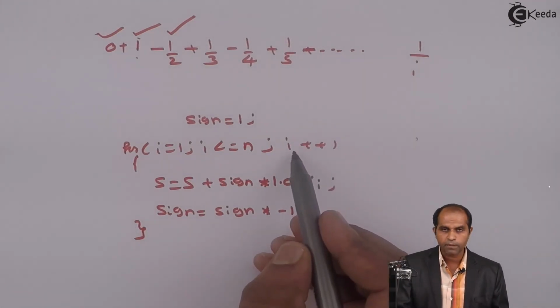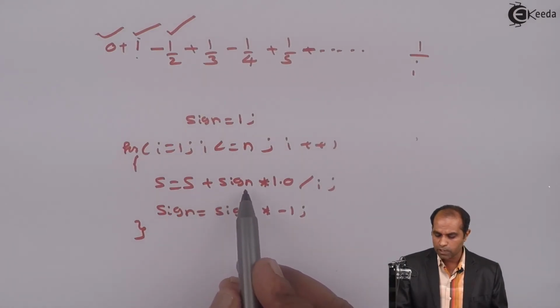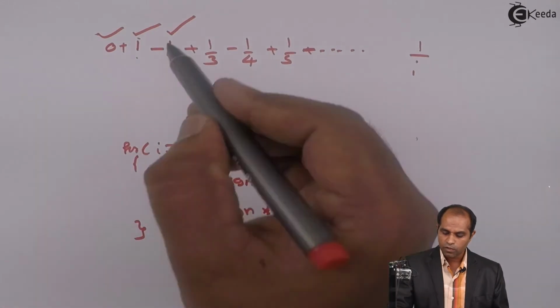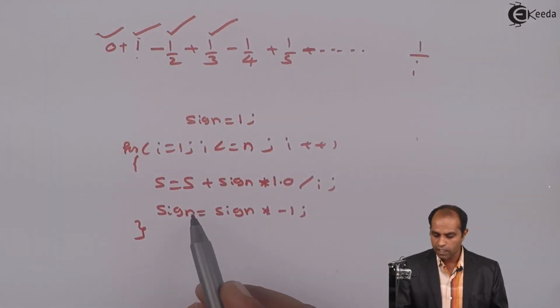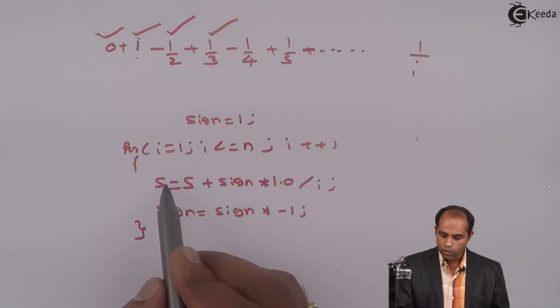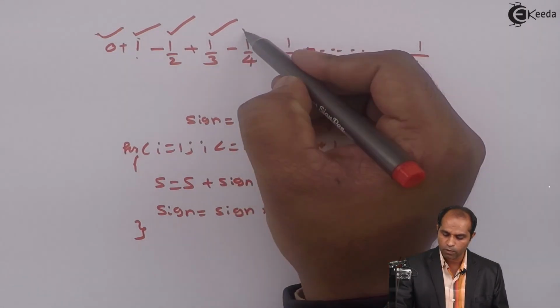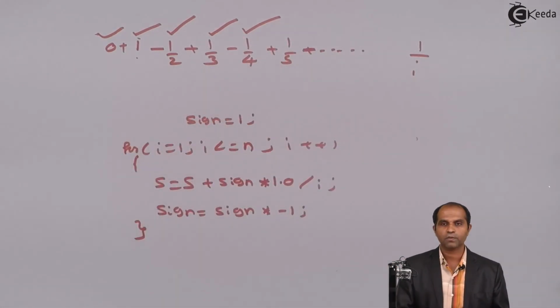So when you go back, i becomes 3. s equals s plus sign asterisk 1.0 by i. Sign is 1, 1.0 by 3. So plus 1.0 by 3. Sign equals sign into minus 1. 1 into minus 1 is minus 1. Go back, i becomes 4. So s equals s plus sign. Minus 1 multiplied by 1.0 by 4 is minus 1 by 4. So I get alternate plus minus.